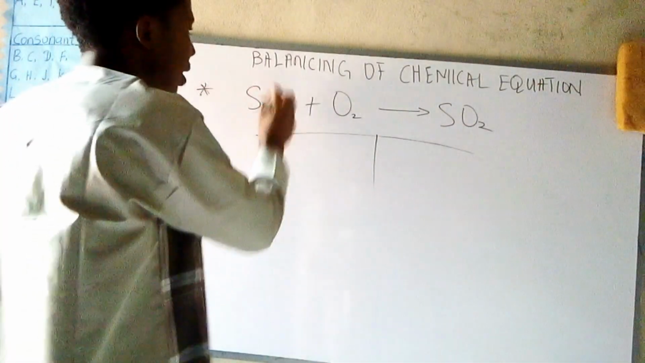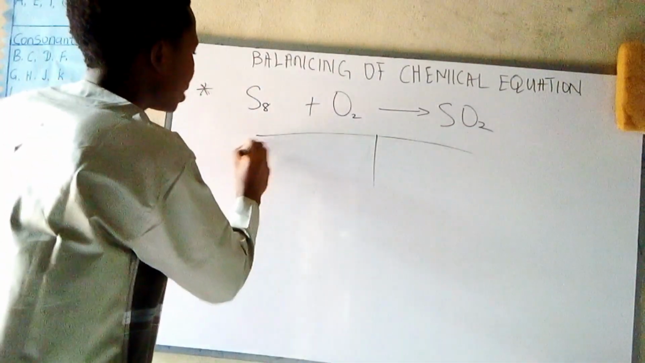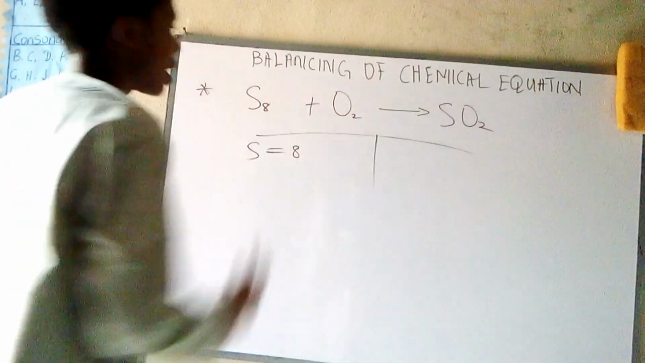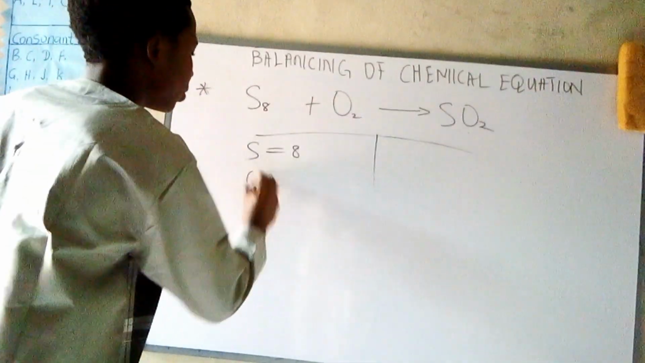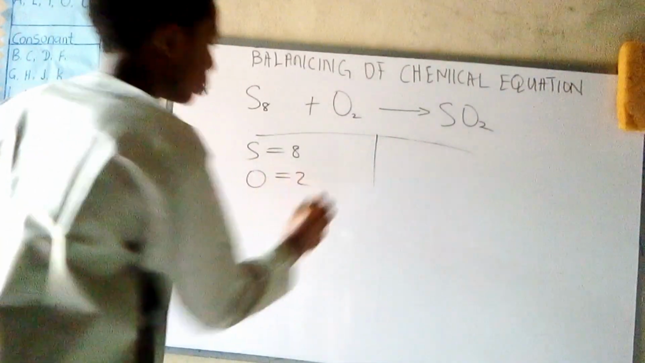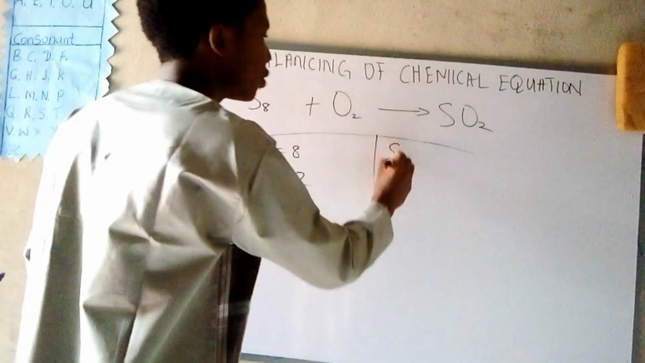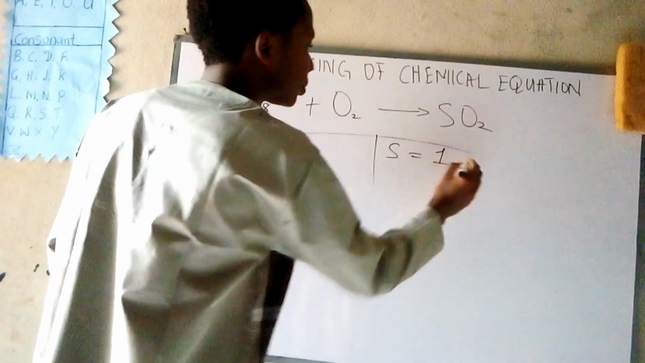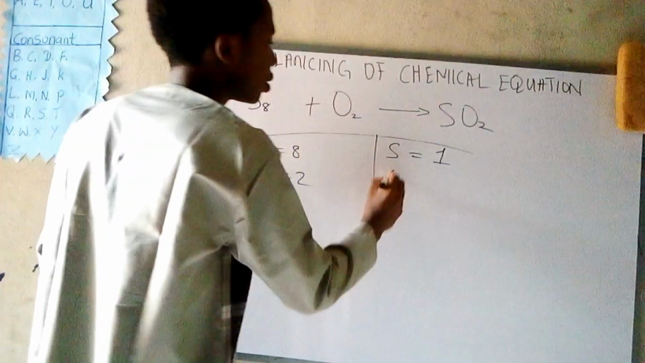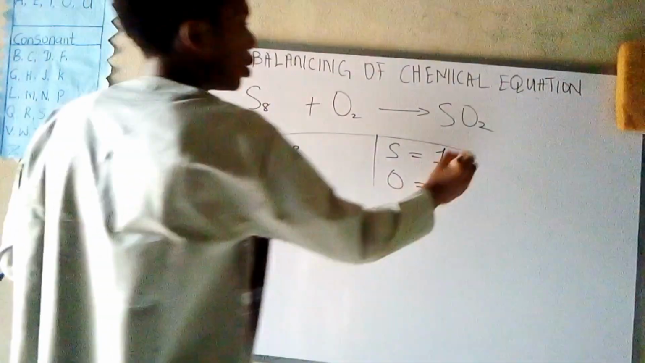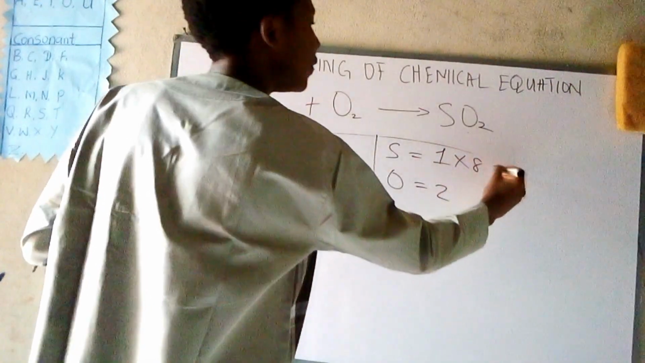In the reactant side, we have sulfur to be what? 8 atoms. Oxygen to be what? 2. That's good. In the product side, we have sulfur to be what? 1. Oxygen to be what? 2. So now what do we do? Very simple. We multiply this by 8, giving us 8.